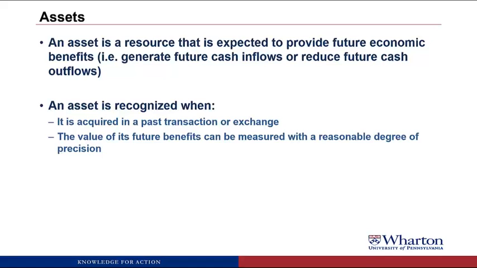So for example, if we buy a truck, we acquire that truck in a transaction, the value of its future benefits are probably reflected in what we paid for the truck. Both criteria are satisfied, a truck is an asset. Or let's say we make a sale to a customer and they promise to pay us within 30 days. This would be an asset called accounts receivable because it was acquired in an exchange. We gave up some goods to get that promise to pay, and the value of its future benefits can be measured because it's right there on the invoice.